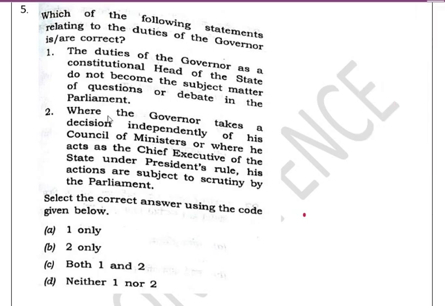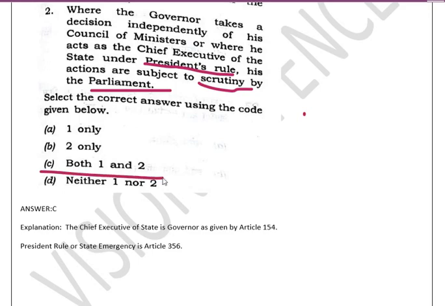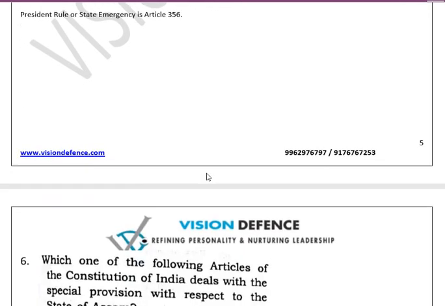Next, where the governor takes a decision independently of his council of ministers or where he acts as a chief executive of the state under President's rule, his actions are subjected to scrutiny by the Parliament. Yes. With respect to President's rule, on behalf of the Parliament, the governor enacts laws and he can be scrutinized by the Parliament. It is true. So the correct answer is C, both 1 and 2.